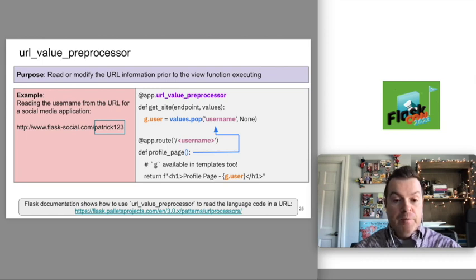And so now when the profile page view function is executed, there's actually no argument that gets passed in because you've already popped that username from the list of values, but you've already stored it now in G, so it's just available to use, whether you want to return it there in that string, or you can use it in other places such as templates. A really great example of using URL value preprocessor is available in the Flask documentation. I have a link down below. And it shows how to read the language code in a URL using the URL value preprocessor decorator. It's a great example.